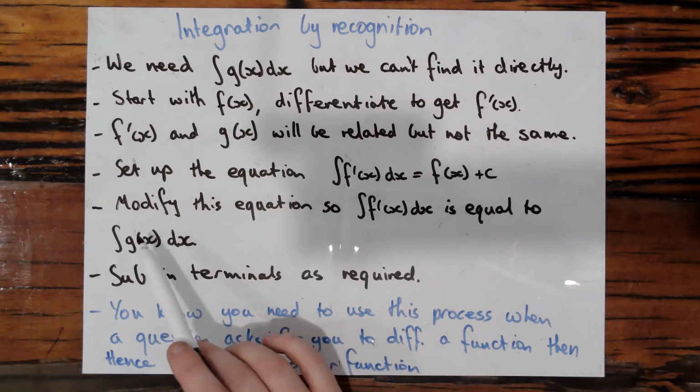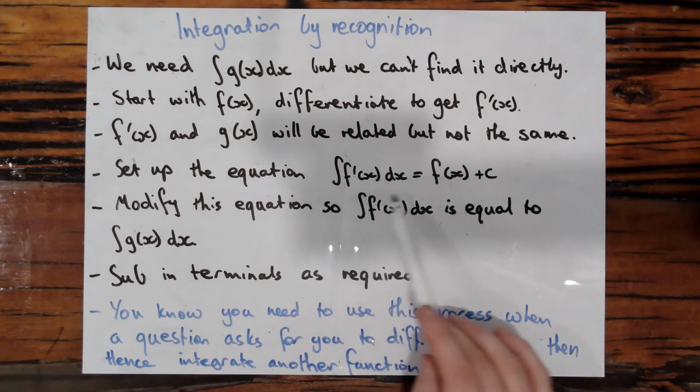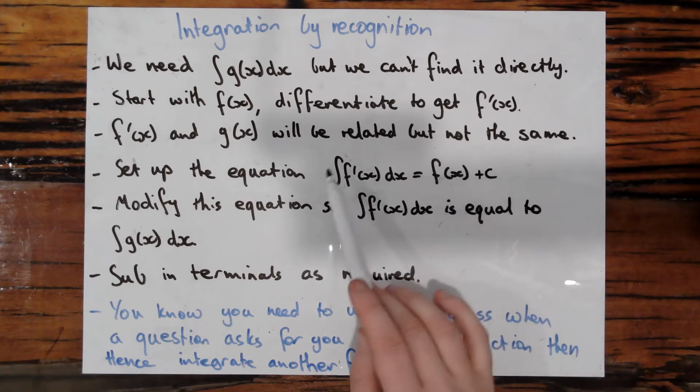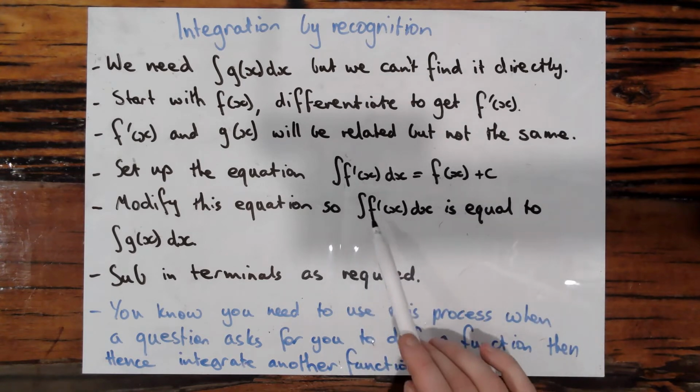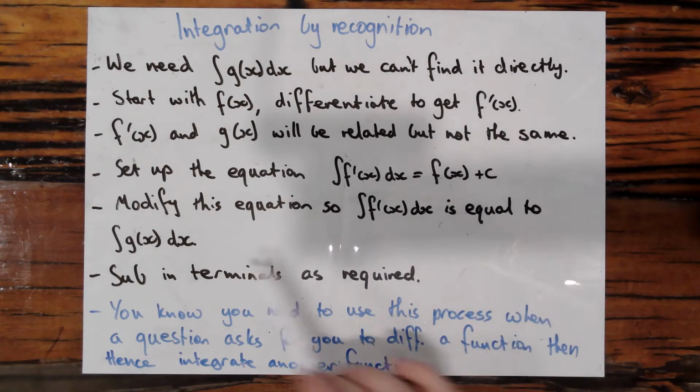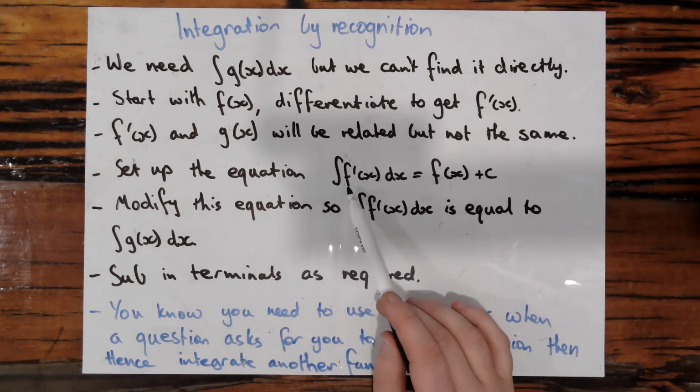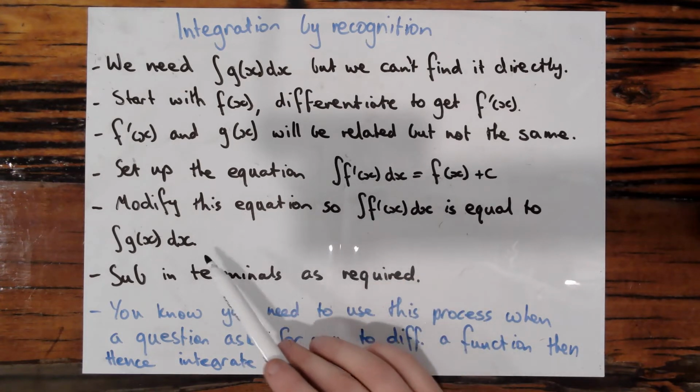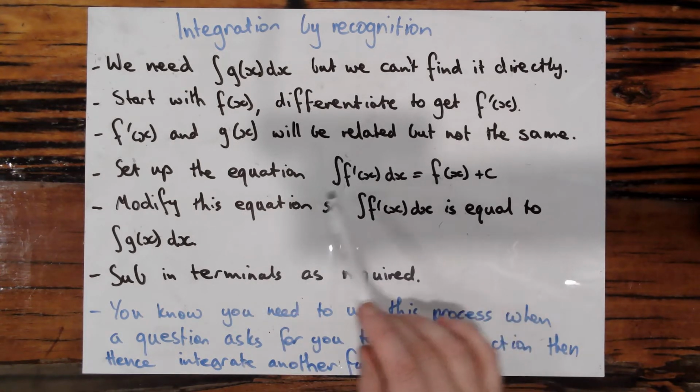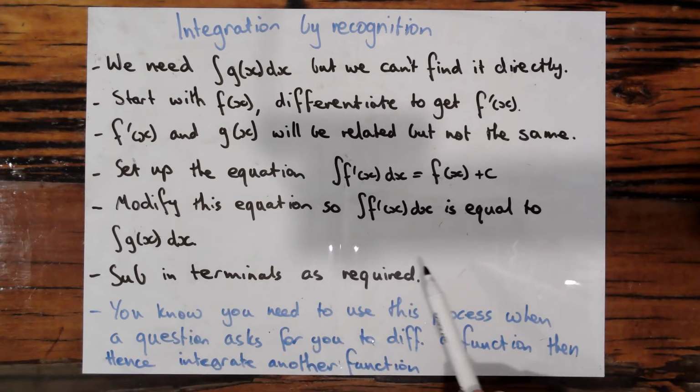Then what we want to do is modify this equation so that f dash of x dx is equal to g of x. That might be that we take out a factor or add a factor in or something like that. When we've done that, we've actually got our answer, and all we need to do then is potentially sub in terminals as required to finish off our question. We're going to see this in some worked examples in a moment.